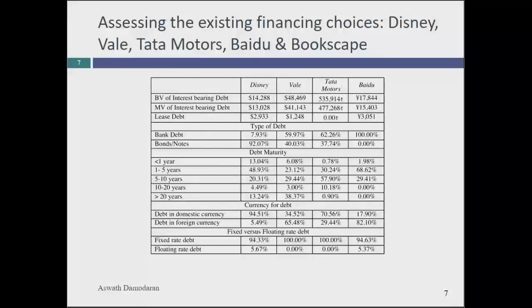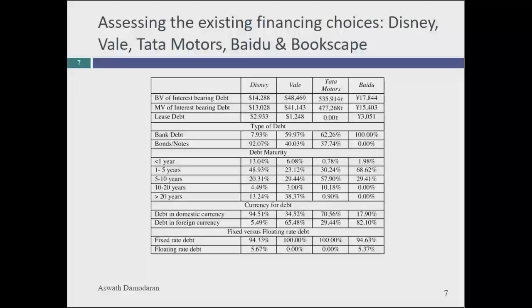So a lot of it is 1 to 5 year, but they have 13% of their debt with very long term maturities, more than 20 years. If you look at Vale, it has the most long term debt on average of any of the companies. 29% of the debt is 5 to 10 years, 38% of the debt is more than 20 years. Tata Motors seems to have found a sweet spot, or maybe the banks will only lend 5 to 10 years.